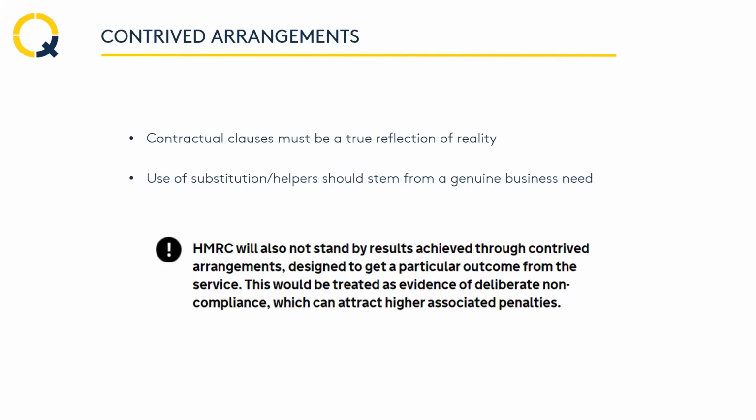Like I said, the right to substitution must be genuine. And you'll find over the course of these webinars that this is a common principle to apply to your IR35 compliance. Contractual clauses must be a true reflection of reality. As I touched on just a minute or two ago, the best contract in the world is pointless if it's not a true reflection of the day-to-day working practices of the contractor. And when a contractor uses a substitute, it must be because of a genuine business need, not just, well, we need to put a substitute in place because that way we can then tick a box for HMRC.